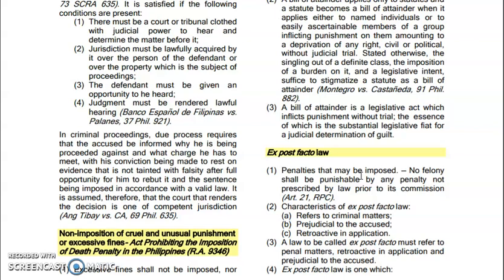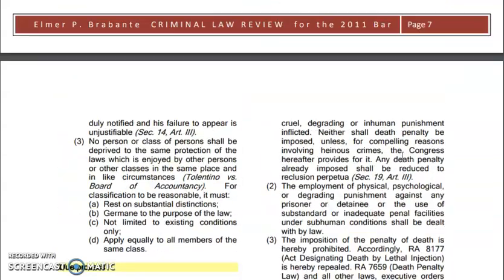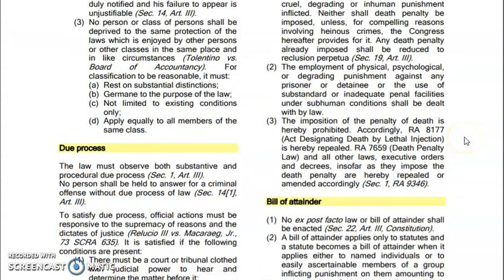Legislature should also avoid or should not impose cruel and unusual punishment or excessive fines. It must be reasonable, no? Hindi pwedeng masyadong cruel punishment, no? Halimbawa, ito torture. Hindi po pwede yun, no? May mga provisions tayo sa Revised Penal Code na pinagbabawal yung mga ganong bagay, no? And even sa special laws, no, kasi meron tayong anti-torture law.